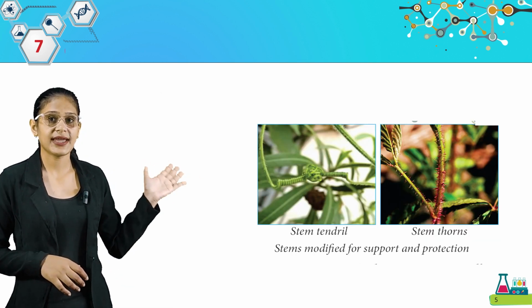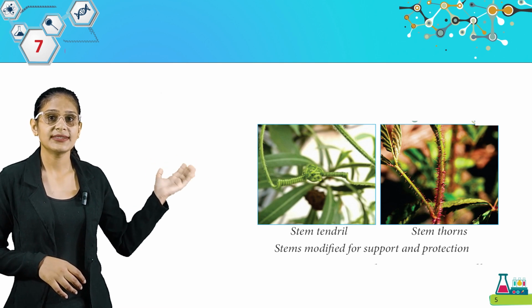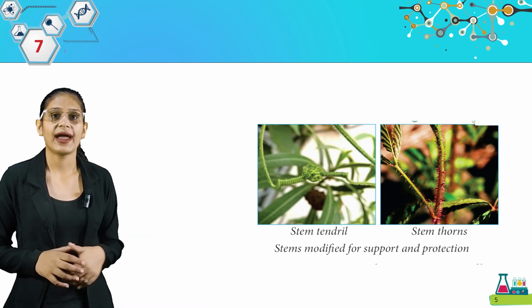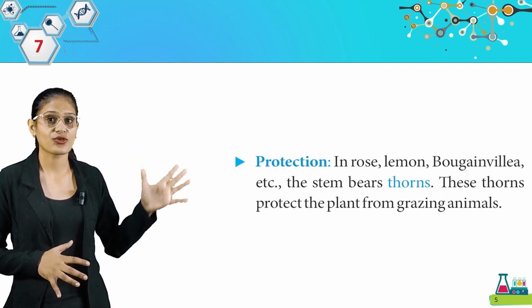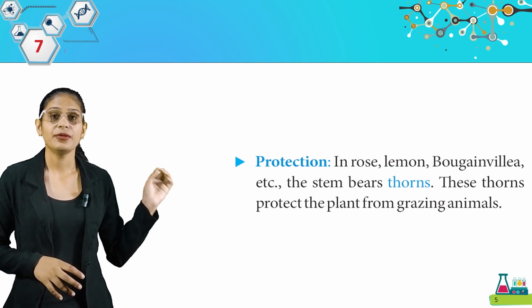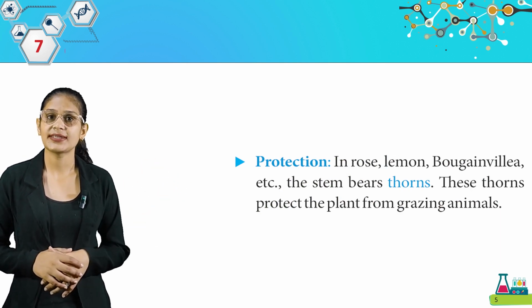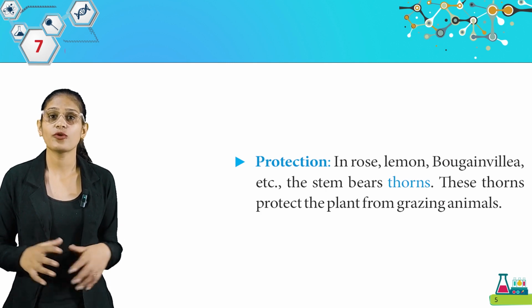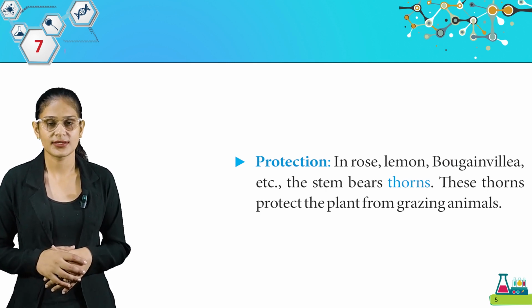Look at the picture. Stem tendril, stem thorns: stem modified for support and protection. Here is protection. In rose, lemon, bougainvillea, etc., the stem bears thorns. These thorns protect the plant from grazing animals.